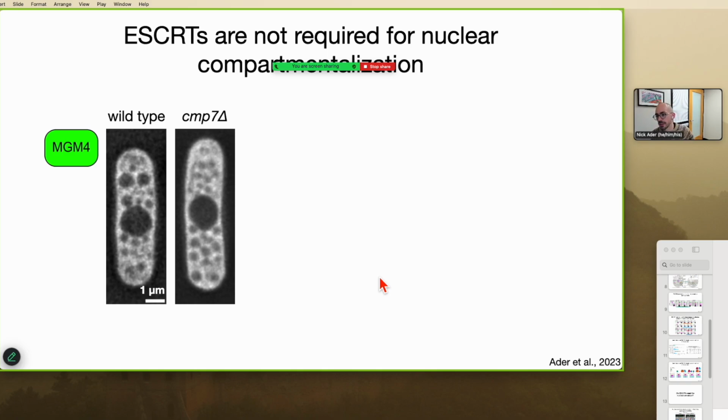And so we used a fluorescent reporter for nuclear envelope integrity, MGM4, which is too bulky to diffuse through nuclear pore complexes. What we found is that in both wild type cells and CHIM7 knockout cells, there's no leakage into the nucleoplasm with this reporter. You can see it's excluded from the nucleus. You can see it also happens to be recruited to the many vacuoles in fission yeast, but on the whole, there's no major difference here.